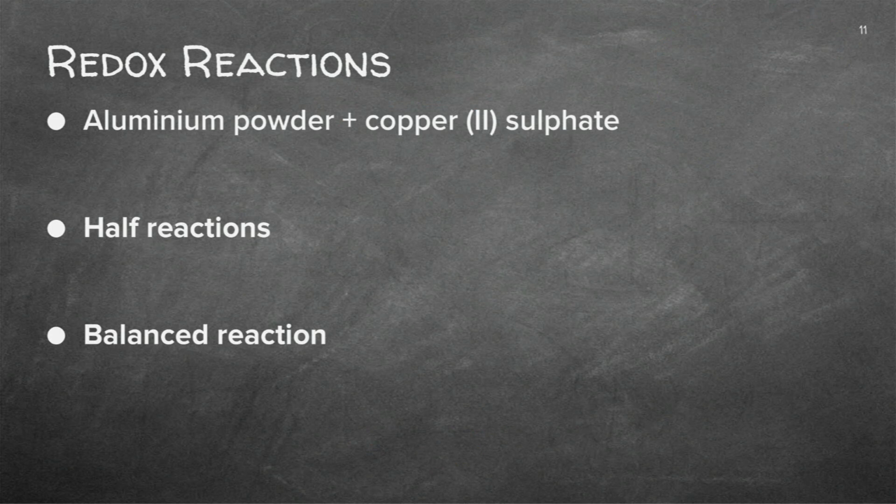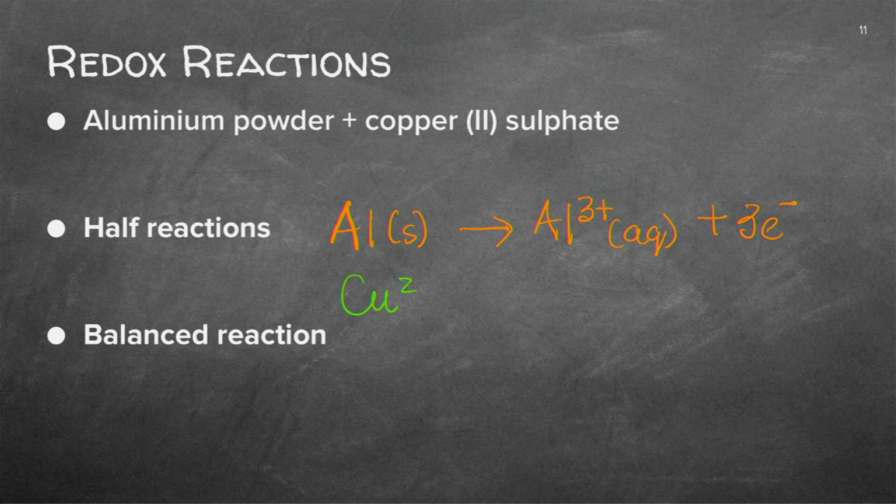So what will the 2 half reactions be? Aluminium solid will become aluminium 3 plus. Make sure that you've got the right number of charges, and I've got copper 2 plus in the aqueous plus 2 electrons, giving me copper solid. Now guys, now we need to balance this reaction. They're asking me to give the balanced reaction.